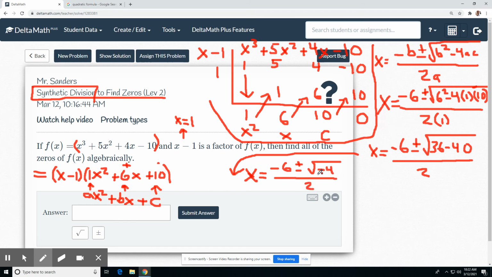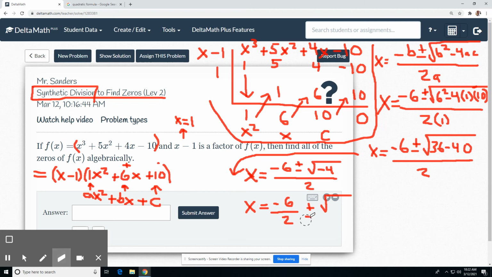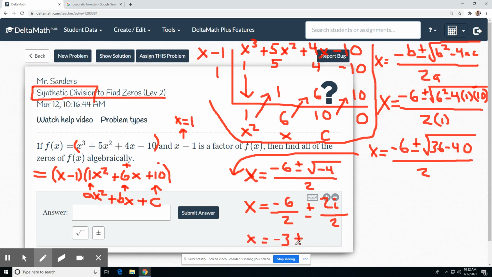And the square root of any negative number comes out as an i, and the square root of 4 is 2. So this now becomes x is equal to negative 6. I'm just going to start dividing it by 2 right now. Plus or minus square root of negative 4 is 2i all over 2. Dividing it out, x equals negative 3 plus or minus i.